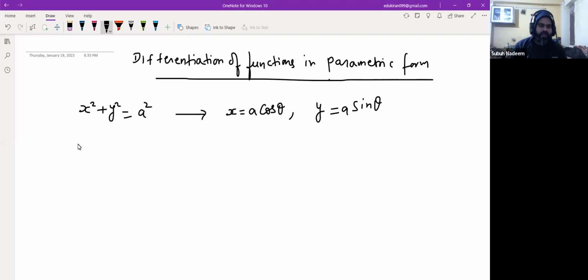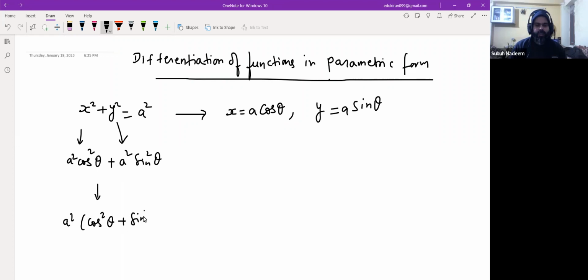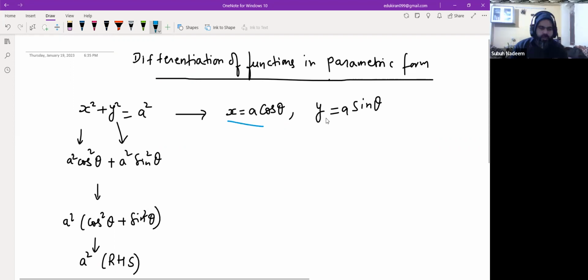Because if we put x is equal to a cos theta, this will be a square cos square theta, and y as a sin theta, this will be a square sin square theta. Now when you add them, you will get a square common, and cos square theta plus sin square theta, and cos square theta plus sin square theta is 1, so you will get a square. So you are getting the right hand side. So here x is equal to a cos theta and y is equal to a sin theta is the parametric form.